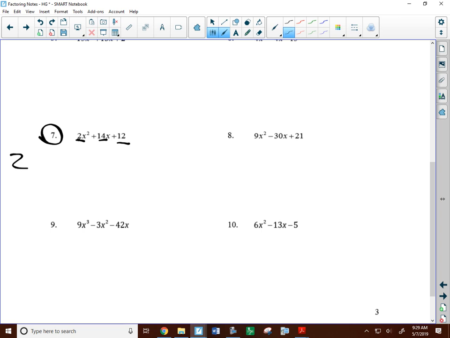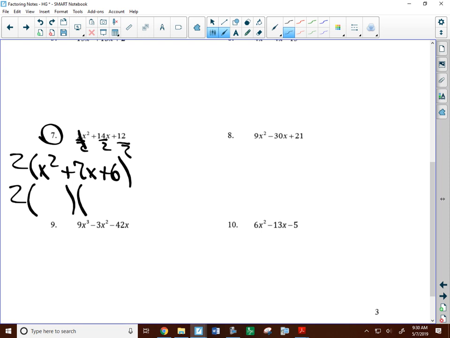Now, I should mention on this one, you could do this as an a not equal to 1 question, but it's a little harder. And then actually you'd have to do a GCF after you did that. So it's better to do a GCF first. So on this one, just take out a 2. I'd be left with x squared plus 7x plus 6. Now you bring the 2 down, and then I just set up my parentheses, put an x in each.